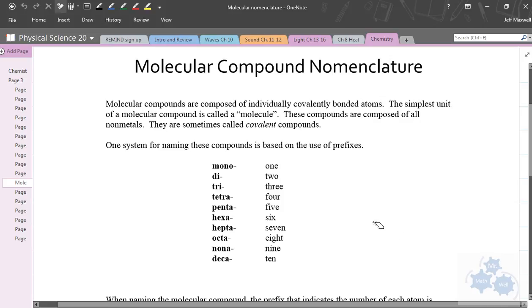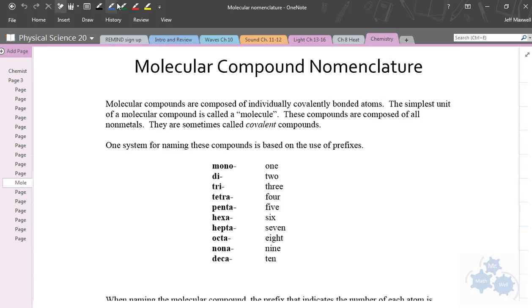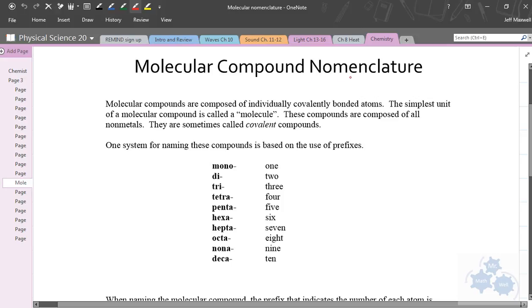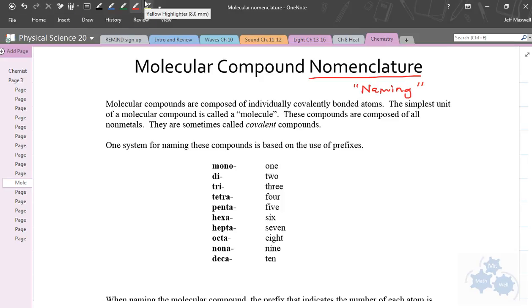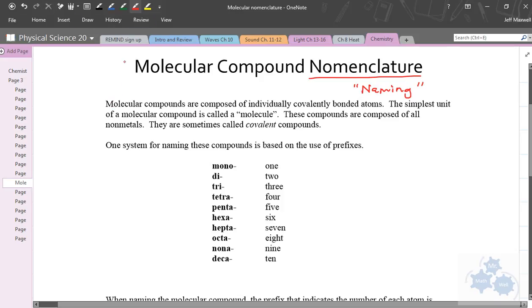All right, so today we're talking about molecular compound nomenclature. Just so you know, nomenclature is just a fancy name for how we name things, okay? So nomenclature means naming. So how do we name molecular compounds? Well, I guess it would be helpful to know what molecular compounds are first, okay?